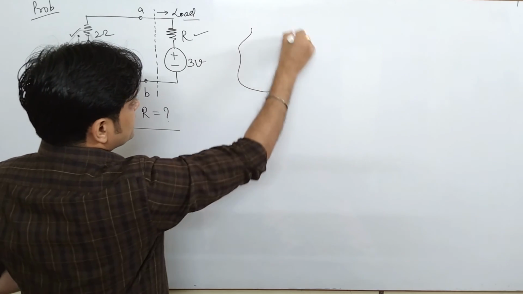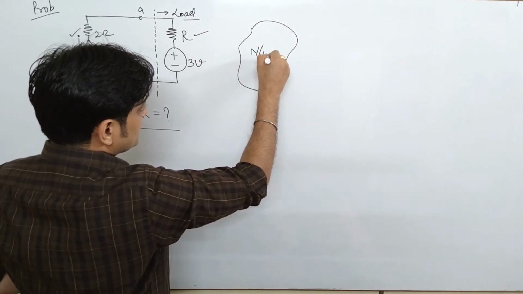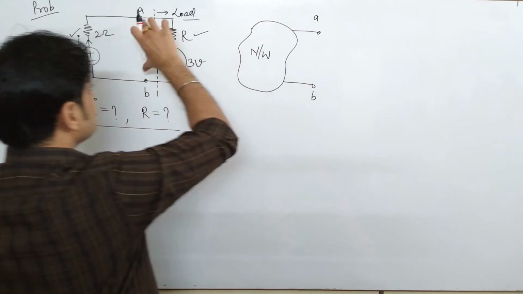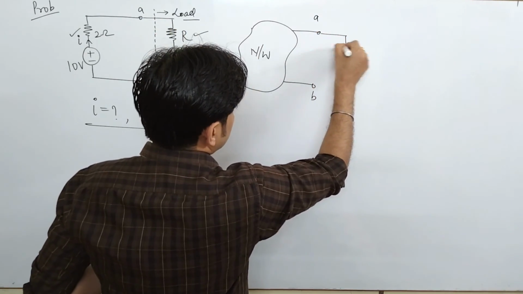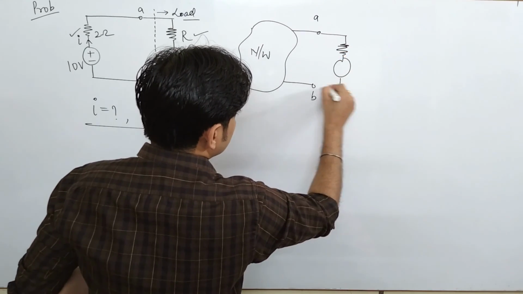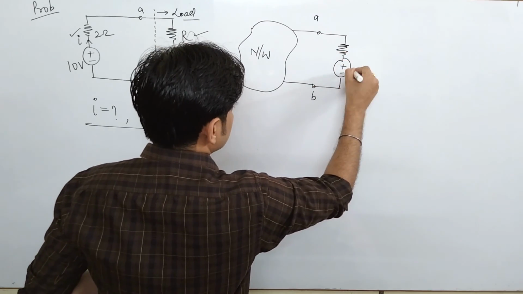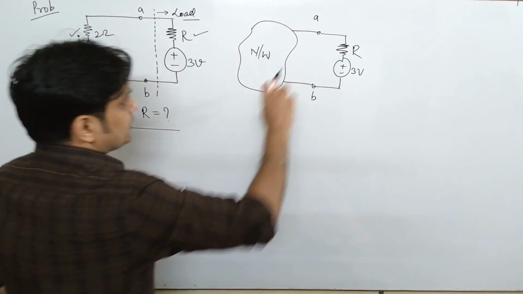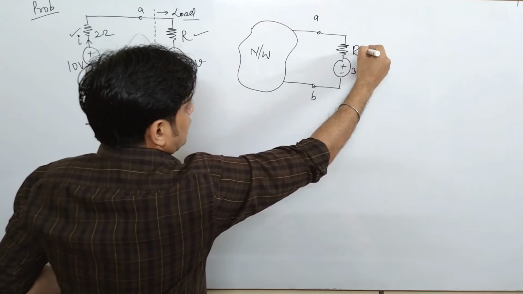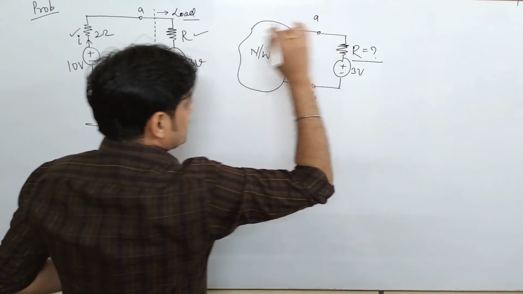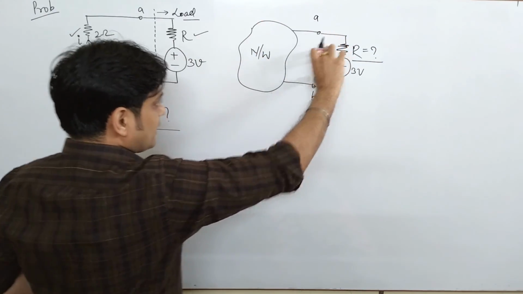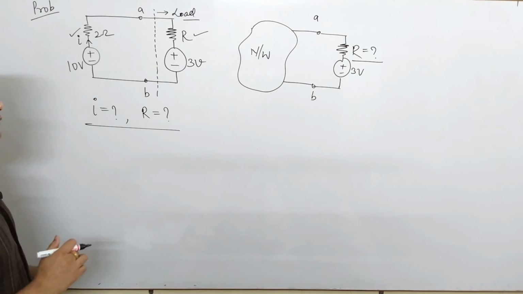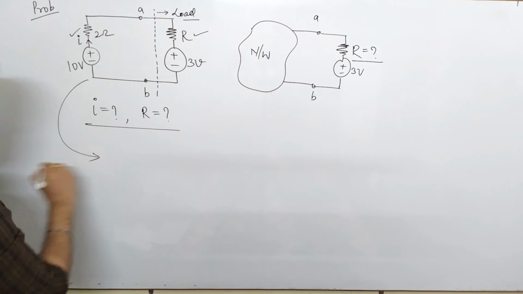If you are not able to understand, once again I will redraw it here. This is some network, and this is your terminal AB, with which some resistance and some voltage source is connected. So it is basically this condition. Now I think you understand. So the question was, what is the value of R so that this network will deliver maximum power to this load? And it was a 2 mark question in GATE. Now we'll see how we find this.